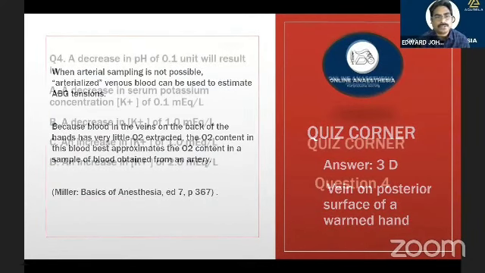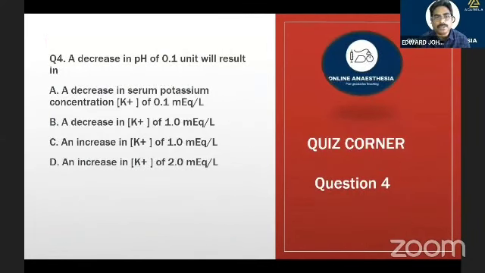So the next question is, a decrease in pH of 0.1 unit will result in what? There is always a correlation between the pH and potassium. So whether it increases the potassium or decreases the potassium. First option is a decrease in serum potassium. Second option is a decrease in potassium of 1 milliequivalent, third is an increase in potassium of 1 milliequivalent, and the fourth option is an increase in potassium of 2 milliequivalents. Poll, please. At least you must know whether it will increase or decrease the potassium.